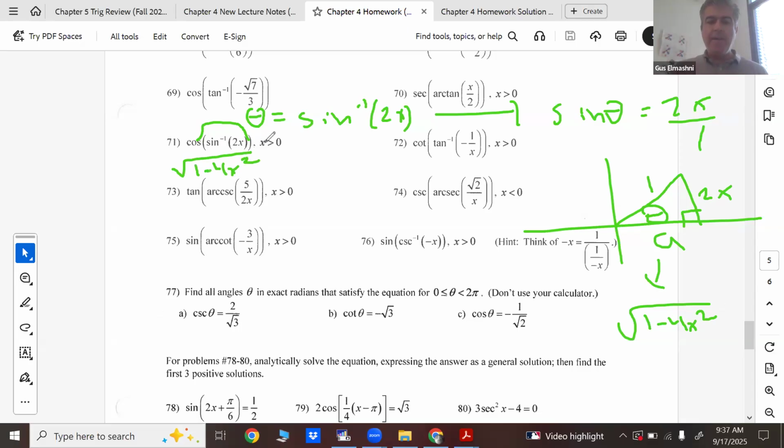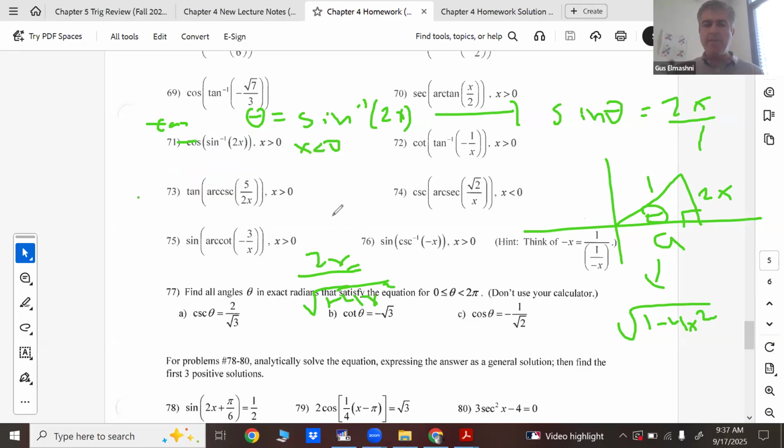Now, what if I had x is less than 0? Of course, it's still positive because I'd be in Q4 because you're doing cosine. But let's switch this up a little bit. Let me erase some of the stuff here. What if I asked you to find me the tangent of this function? Then, of course, it's 2x over that radical, right?